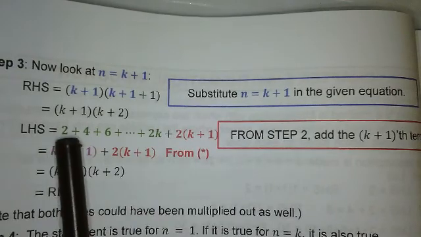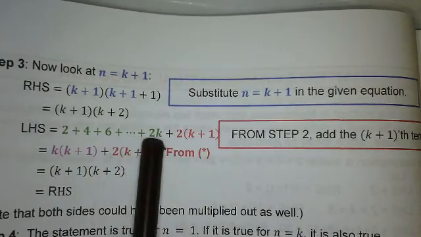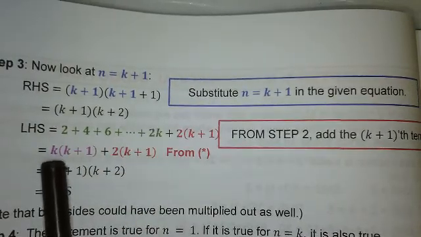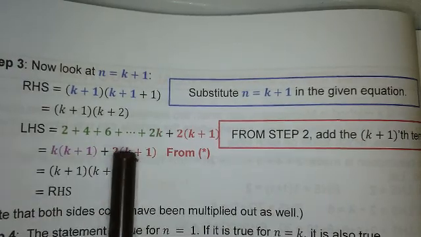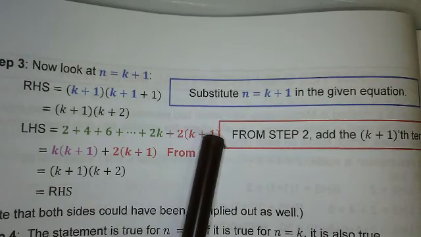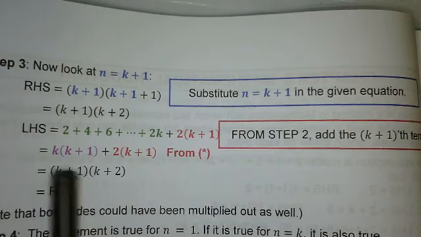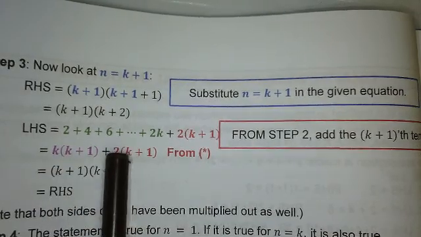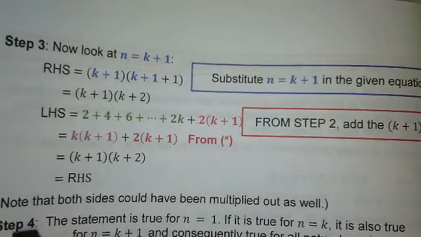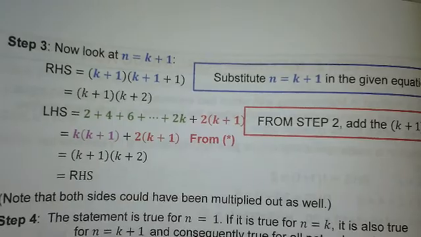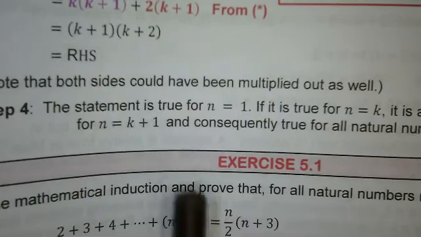If you take that into consideration, can you see the first part? The first part is equal to k bracket k plus 1. That's your step 2. And then you add 2 bracket k plus 1. If you look at that, you've got a common bracket there. So you factorize, and you put the k plus 1, the k plus 2, and then your left-hand side is equal to your right-hand side. So you don't have to multiply out. And then your step 4 is you write the sentence.